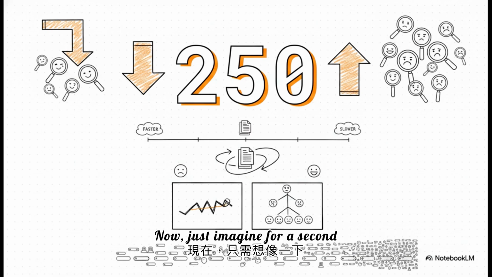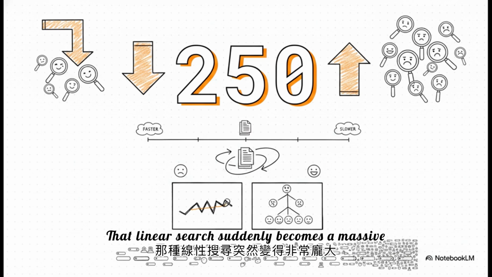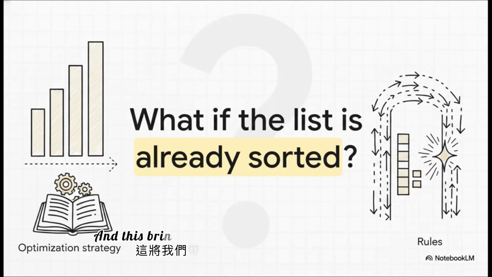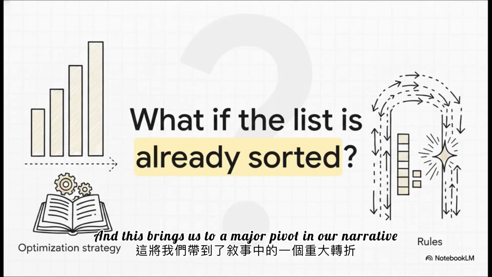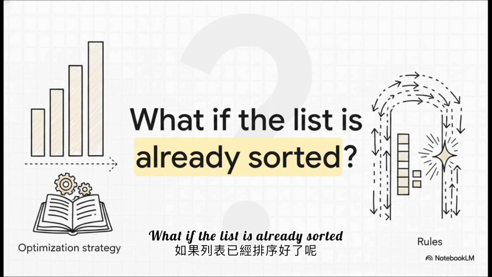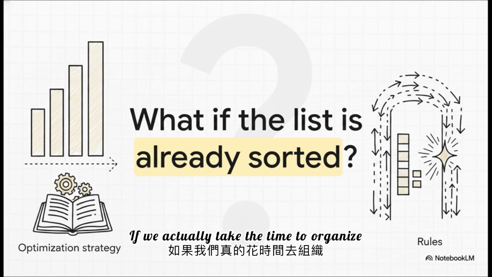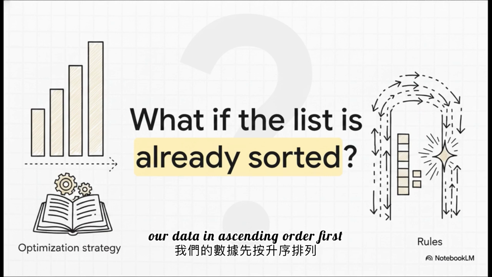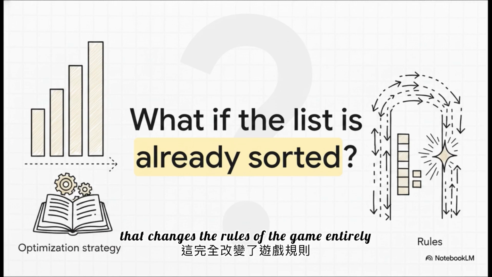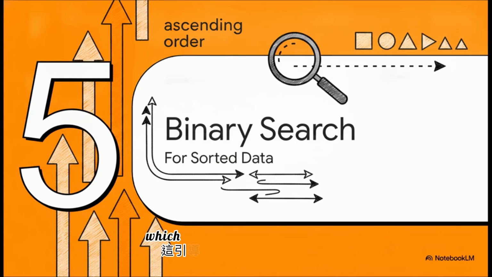Now just imagine for a second that list isn't 500 people, but 500 million people. That linear search suddenly becomes a massive, crippling bottleneck for your entire application. And this brings us to a major pivot in our narrative, driven by one really simple question. What if the list is already sorted? If we actually take the time to organize our data in ascending order first, it opens the door to an ultimate optimization strategy that changes the rules of the game entirely. Which leads us to our final section, Part 5, Sorted Data and the Binary Search.